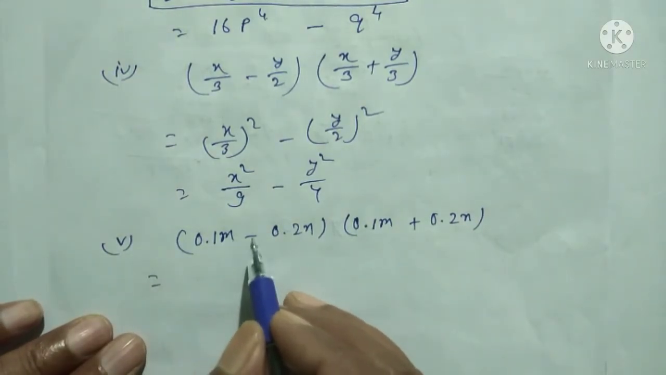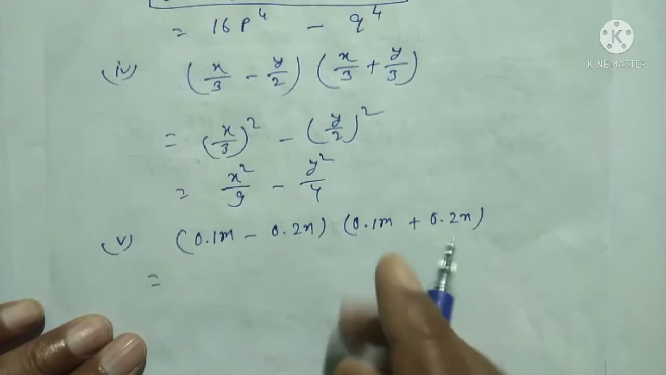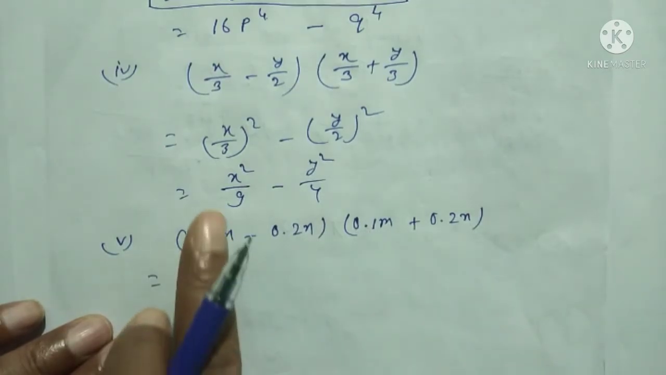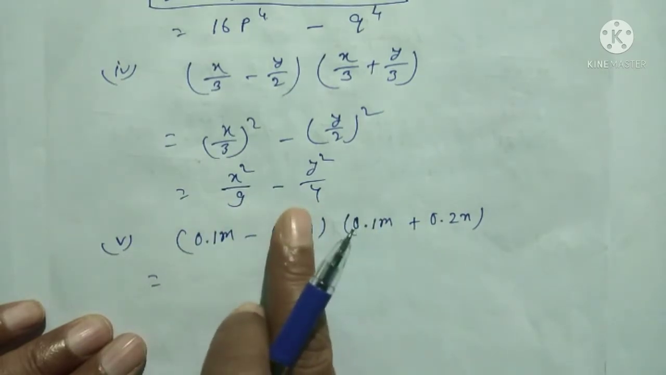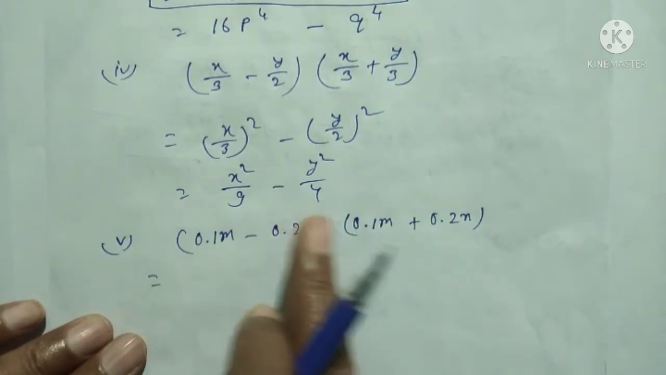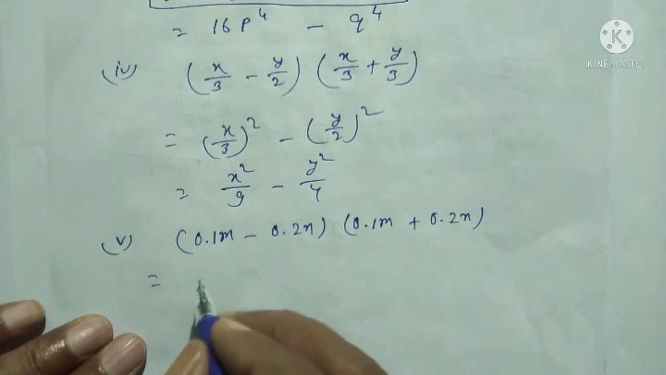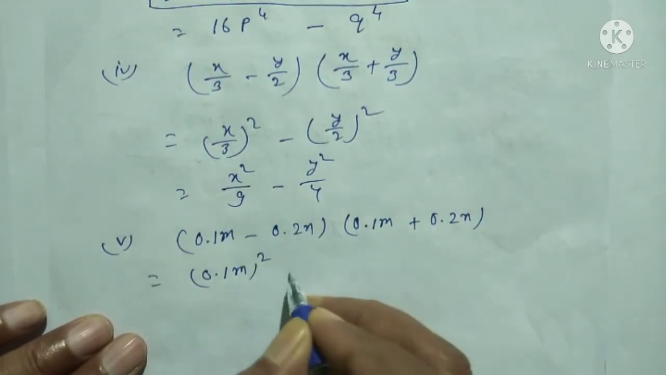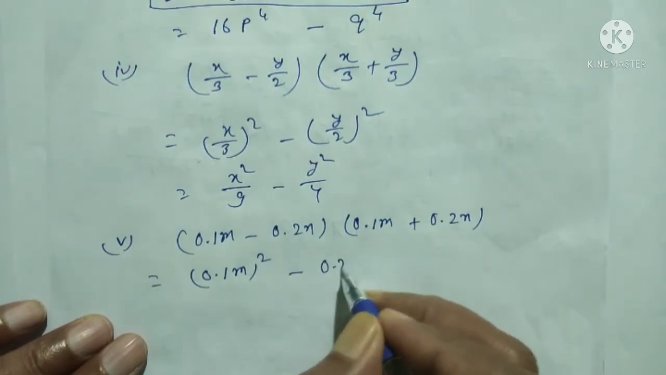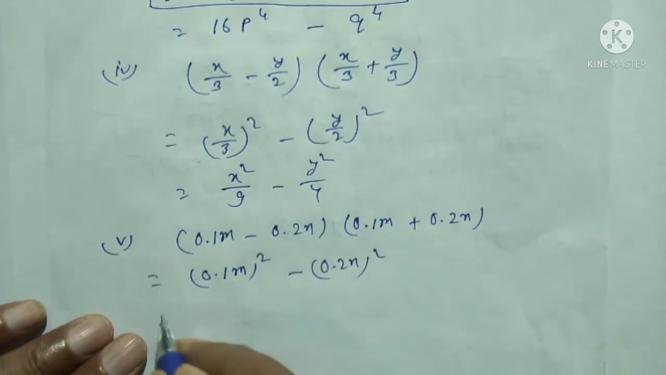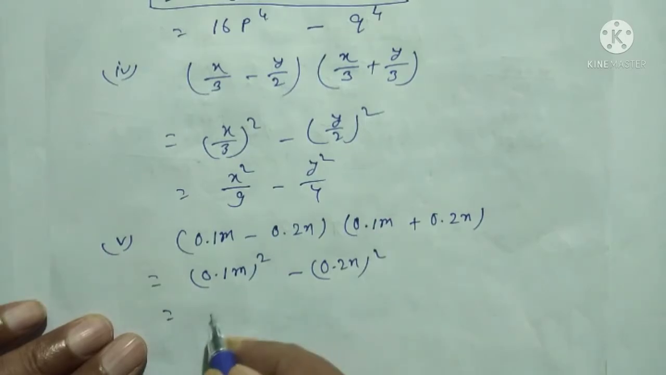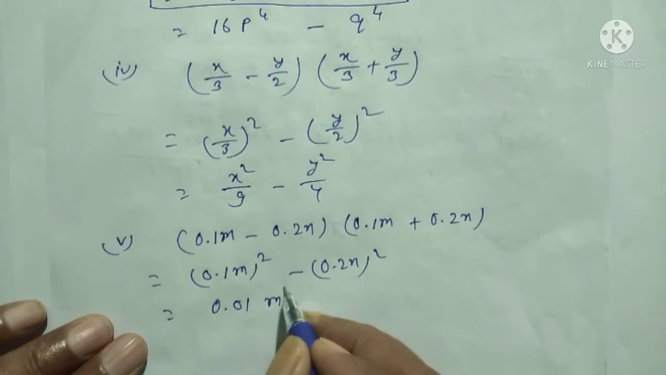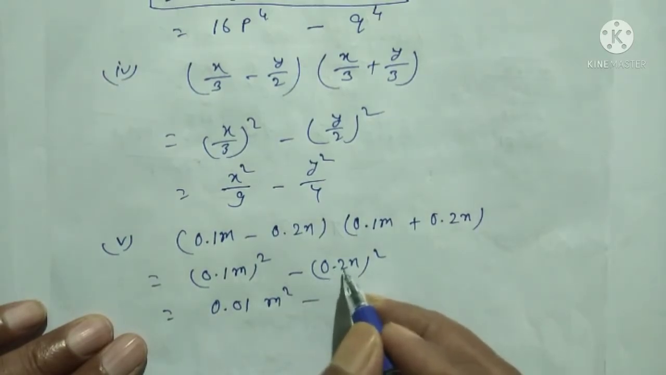(0.1m minus 0.2n) into (0.1m plus 0.2n). This is of the form (a minus b)(a plus b), so it is a square: (0.1m) square minus (0.2n) square.